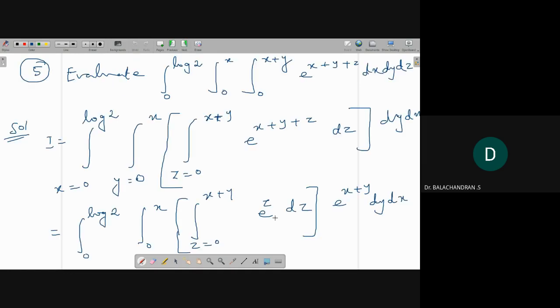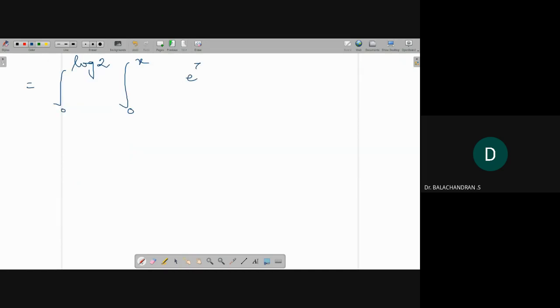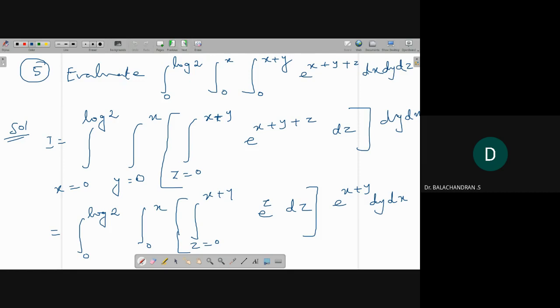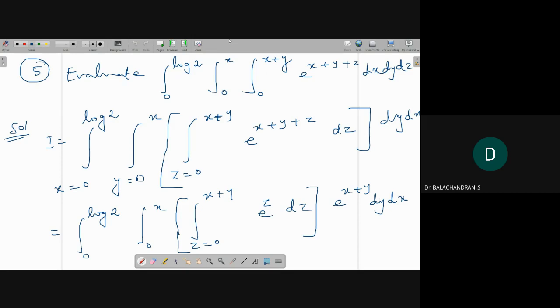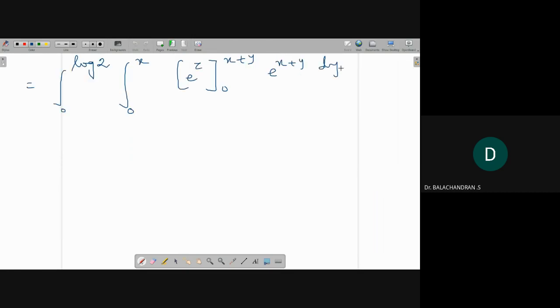And if you integrate e power z with respect to z, e power z, the limit is from 0 to x plus 1. Is not equal to 0 to x plus y into e power x plus y into dy dx. Okay. Now apply the limits.